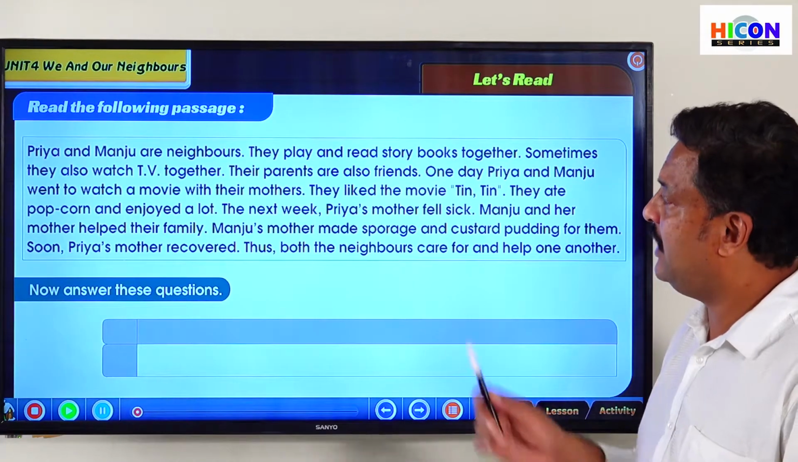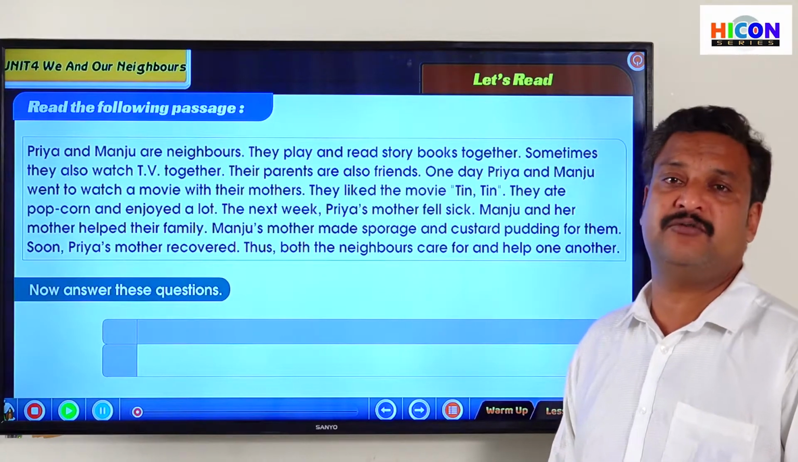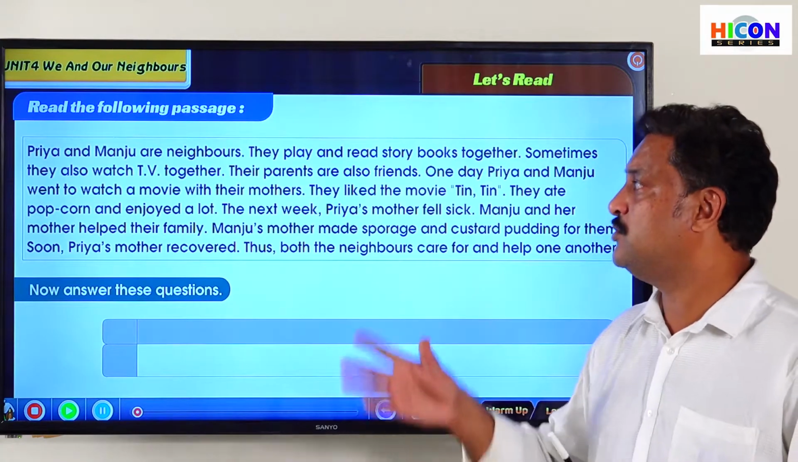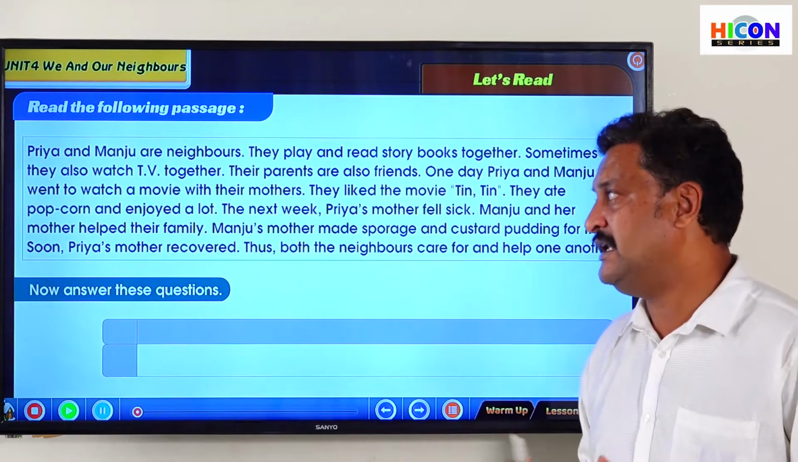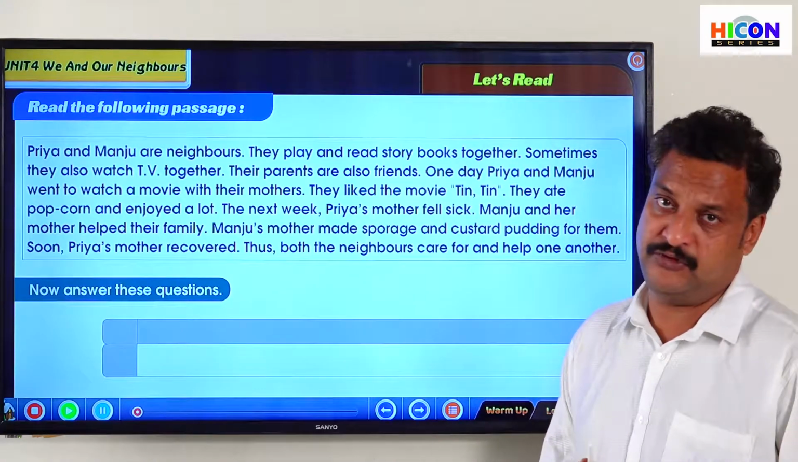Now again, I will keep the screen the same for another minute so that you too can read this passage thoroughly. So read it aloud and read it carefully.